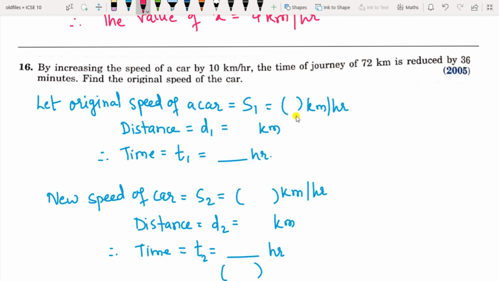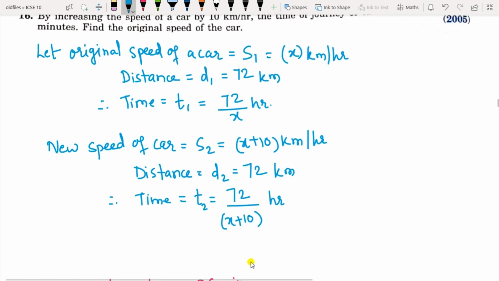Question number 16 here. So the original speed of the car, let it be S1. Original speed of the car, we can take it as x here. Distance was 72 km. So time will be distance upon speed. So 72 by x, that is your t1. The new speed of the car will be x plus 10, as it has increased the speed of the car by 10 km per hour. Distance is the same, 72. So the new time will be 72 upon x plus 10.